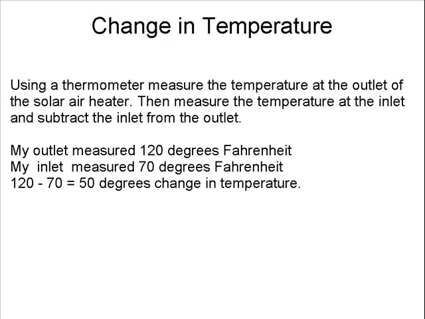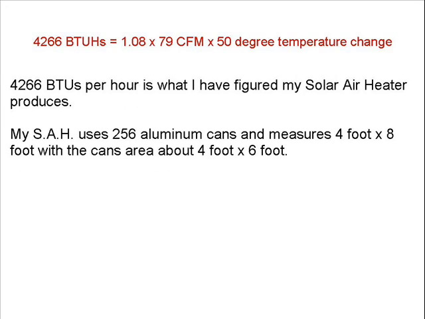Change in temperature is probably the easiest part to figure out. You just measure the inlet temperature and the outlet temperature and subtract them. My outlet measures 120 degrees Fahrenheit. My inlet was 70 degrees, so I had a change in temperature of 50 degrees. Now that we have all the numbers, we can see that my solar air heater produces 4,266 BTUs an hour. My heater uses 256 aluminum cans, measures 4 by 8 feet with about a 4 by 6 foot area of the cans.